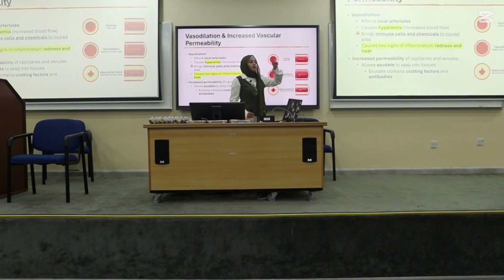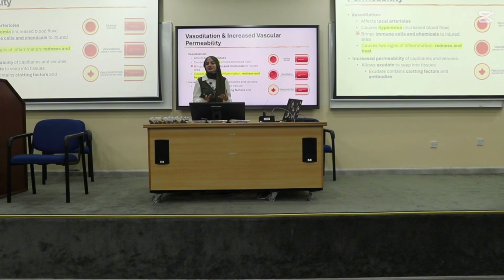Hyperemia. Hyperemia will give you two signs of inflammation, which are redness and heat. Increased permeability of capillaries and venules will allow exudate to seep into the tissues. What is an exudate? Fluid buildup. What does it contain? Proteins. So it contains clotting factors and antibodies.